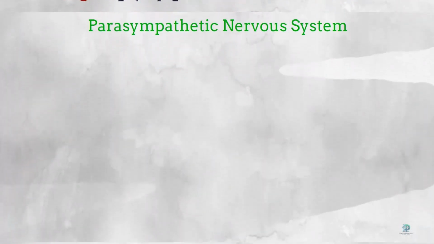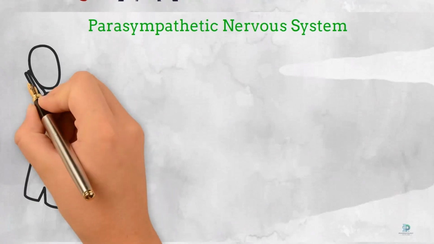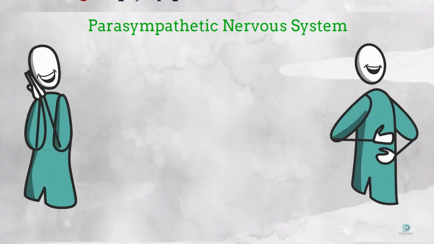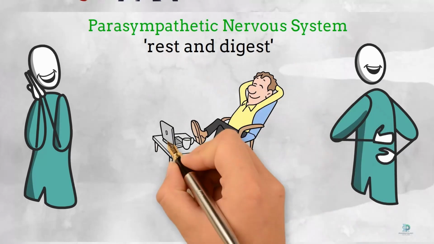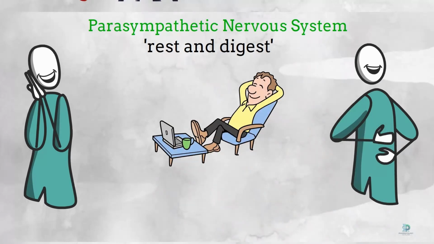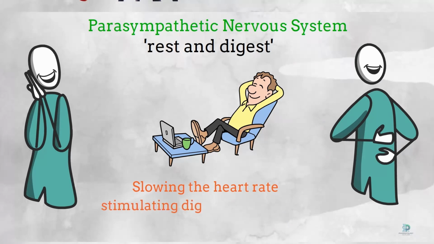2. The parasympathetic nervous system. In contrast, the parasympathetic nervous system is the rest and digest system. It dominates during periods of relaxation, slowing the heart rate, stimulating digestive processes, and promoting energy conservation.